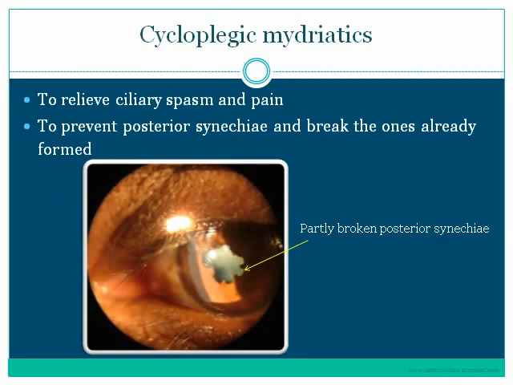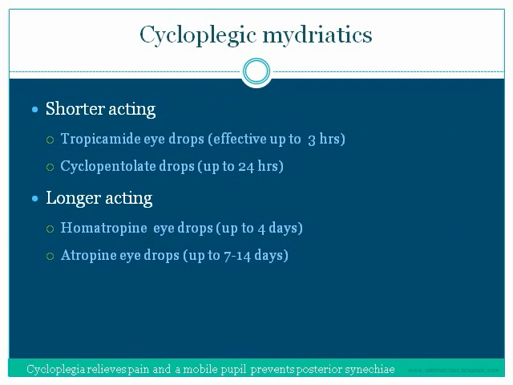Cycloplegic-mydriatics. Cycloplegia relieves ciliary spasm and hence relieves pain. Mydriatics dilate the pupil. This prevents the formation of posterior synechiae. They can also break the ones that are already formed. Posterior synechiae need to be avoided because 360 degrees of posterior synechiae will cause pupil block and secondary angle closure glaucoma. Which cycloplegic mydriatic agent to use?